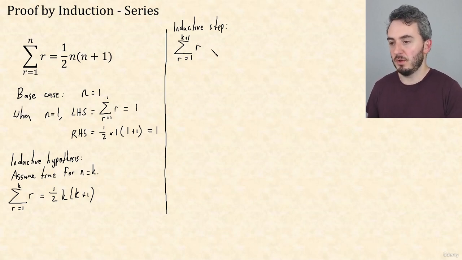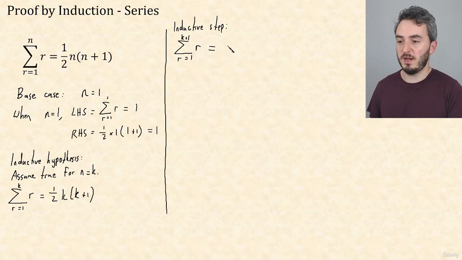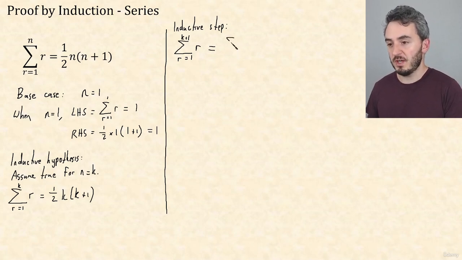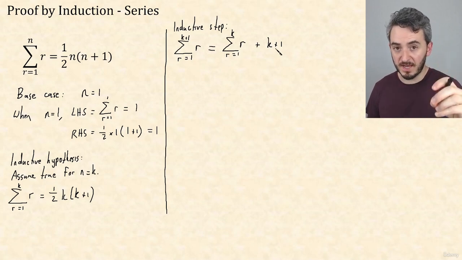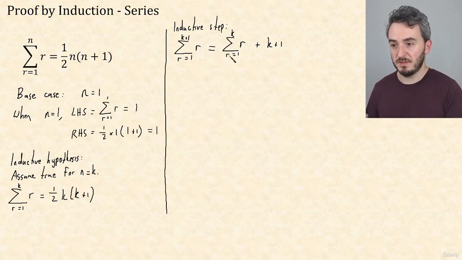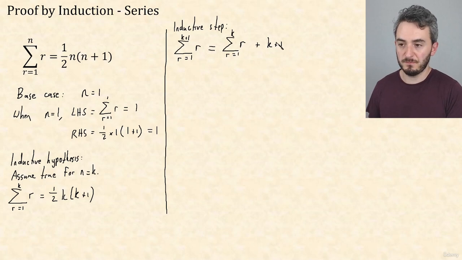That's what I need to explore. So recognize that the sum of the first k plus 1 natural numbers is just the sum of the first k natural numbers plus k plus 1, right? Because you've gone 1 plus 2 plus 3 plus 4 and so on, plus k, that's this bit, then plus k plus 1.